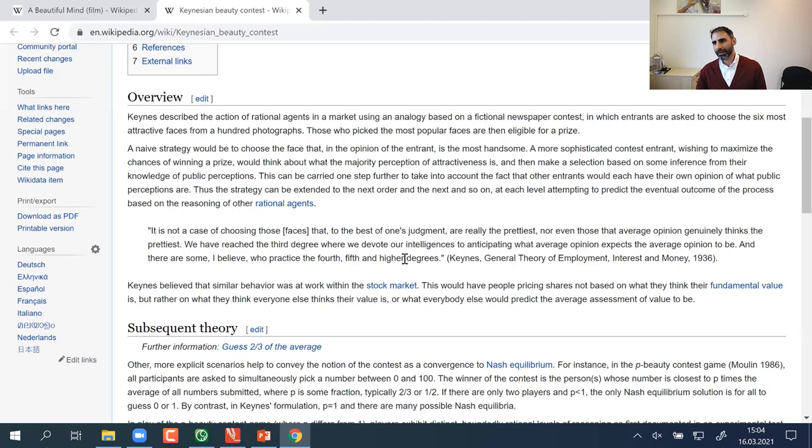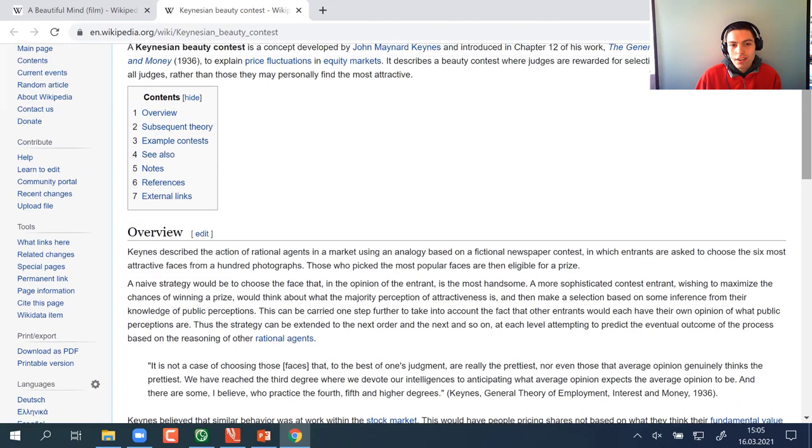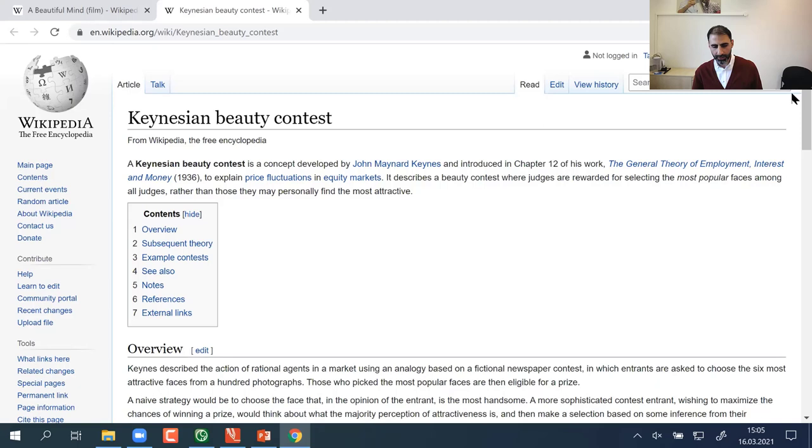This goes also in the estimation. How do you estimate that the others estimate? So how do you estimate the intelligence of other people? And Keynes said that we arrived at the third level, and there are some practicing the fourth and fifth level. It's really complicated thinking. It's not easy. So this is something for intelligent people. So okay, I suggest that you read this Wikipedia article about the beauty contest, so you will understand more about it. Yeah, Dennis, you want to say something?